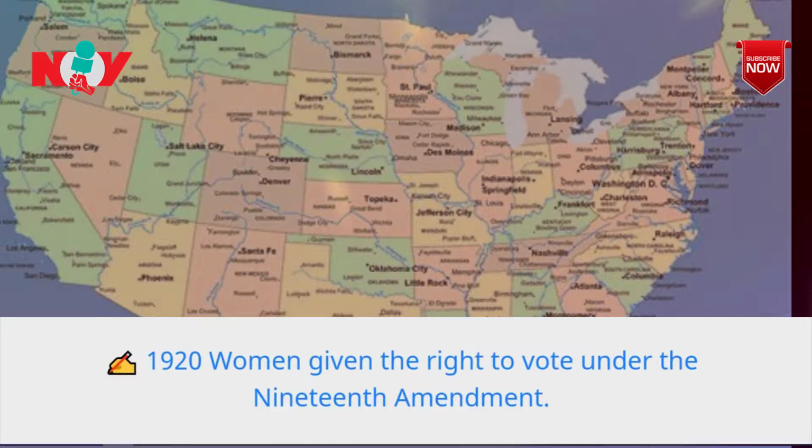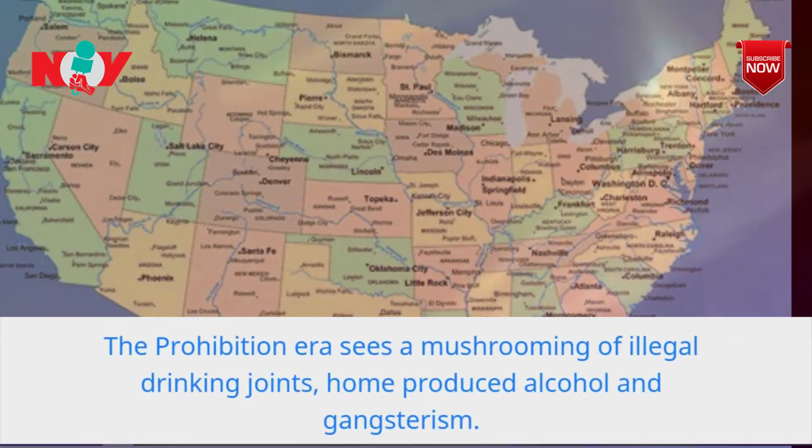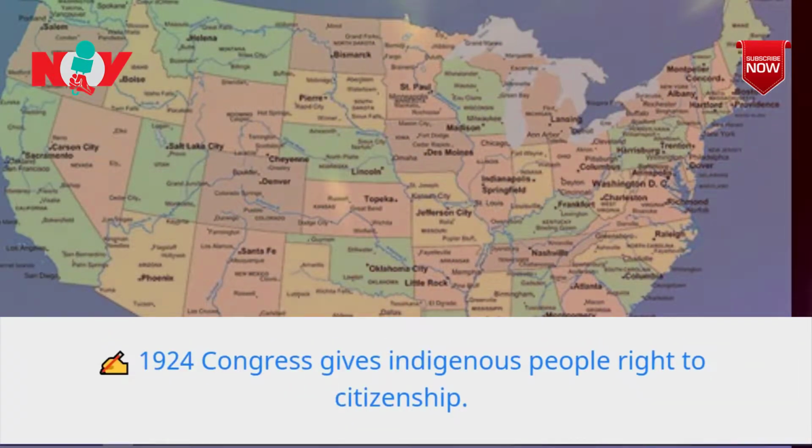1920: Women given the right to vote under the 19th Amendment. 1920: Sale and manufacture of alcoholic liquor outlawed. The Prohibition era sees a mushrooming of illegal drinking joints, home-produced alcohol and gangsterism. 1924: Congress gives indigenous people right to citizenship.